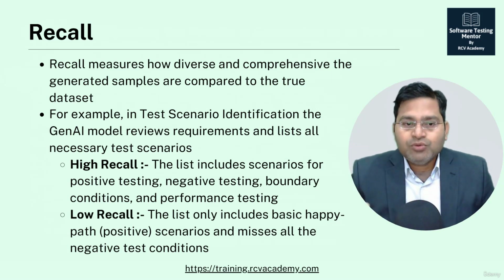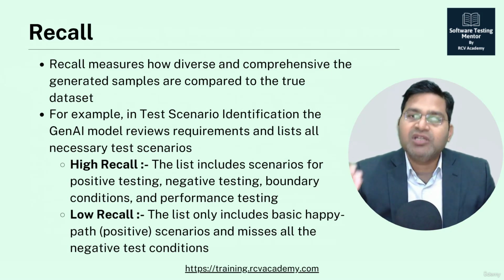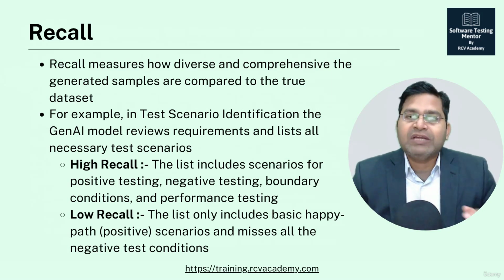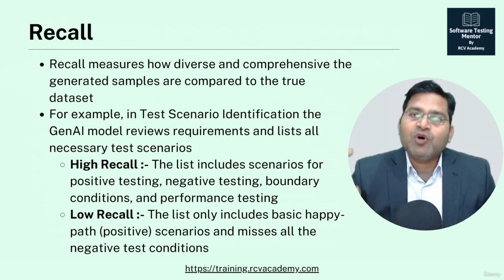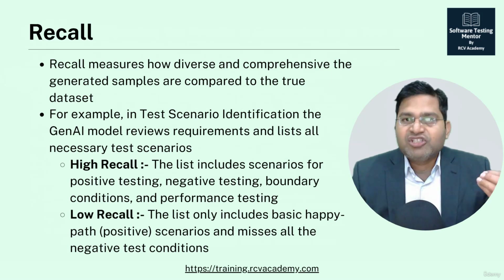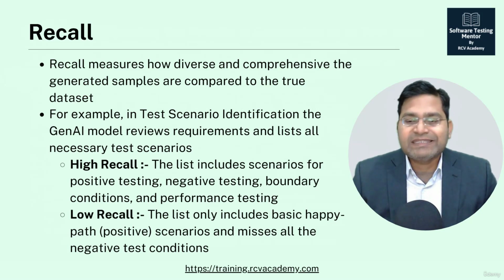But if you provide the user story and the model only generates the positive scenario, the happy path scenario, then you know that it's not providing you diverse and comprehensive test scenarios. So in that case, you know that the model is not providing you better outcome. So this metric will help you to check whether the output is diverse and comprehensive for any of the scenario that you are using GenAI for.